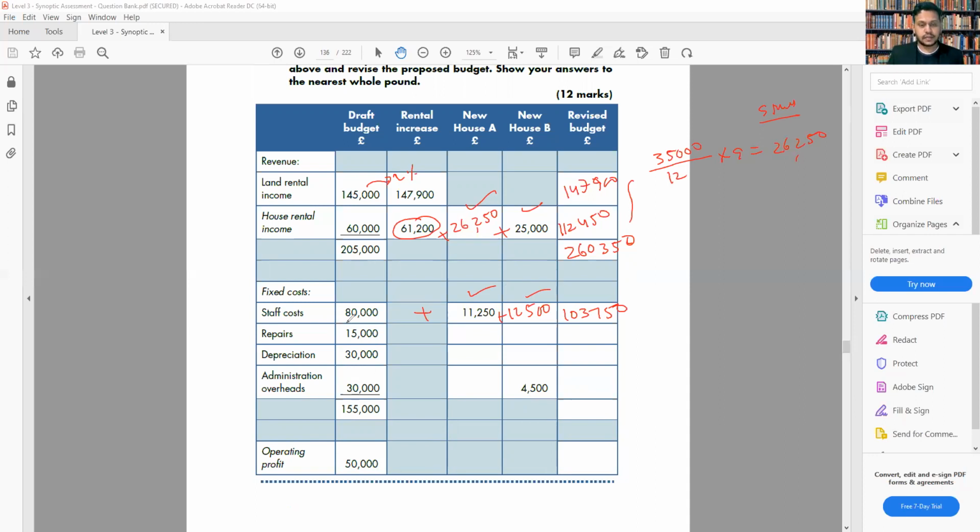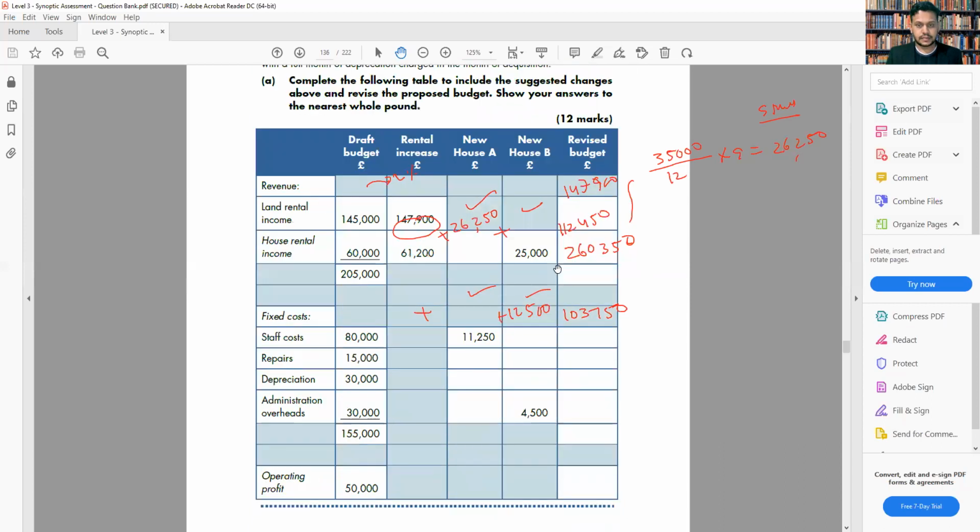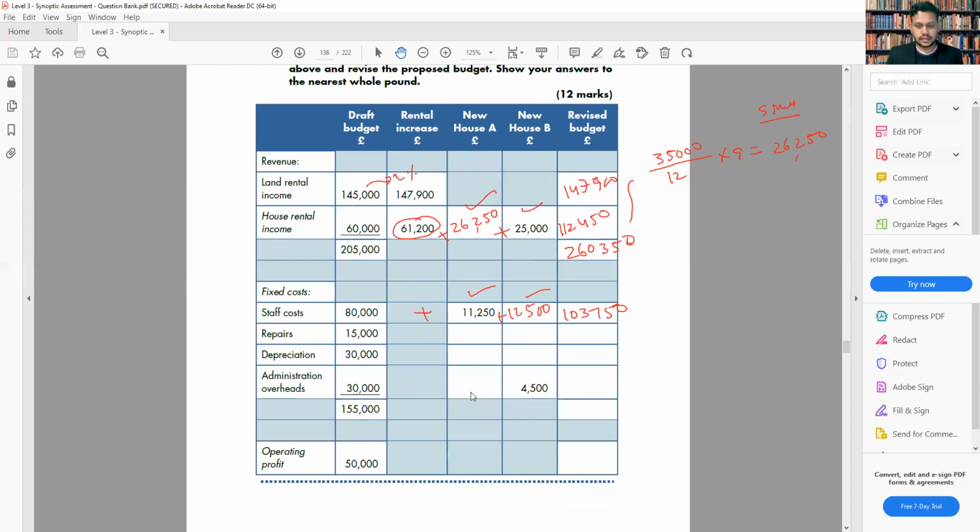The next one is the repair. Let's have a look. How much is the repair we have? For house A, we have a repair of 5,000, so take it for the 9 months, and house B 12,000, we'll take for the 6 months. So let's do that. The repair is 3,750, the same way, divide by 12 times by 9. And house B 12,000, so for the 6 months will be 6,000. We add these three, so 15,000 from the draft for the two new houses, and it will give you 24,750.